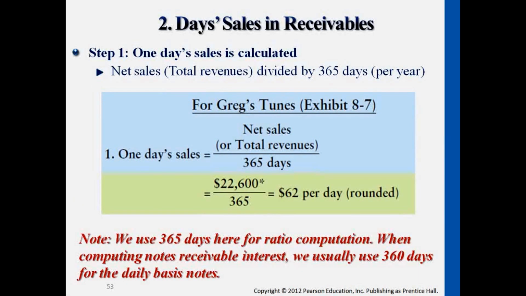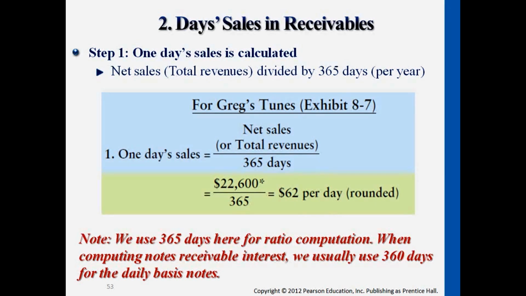Assume that we have $22,600 of sales in total, credit sales, not the cash sales. So credit sales in total, we divided by 365 days to figure out per day's average sales value is about $62. Okay, so this is the first step for this ratio. We calculate daily sales first because we want to compare it against the net average accounts receivables we have and see how many days that turns into cash. So this is the daily sales, the first step.